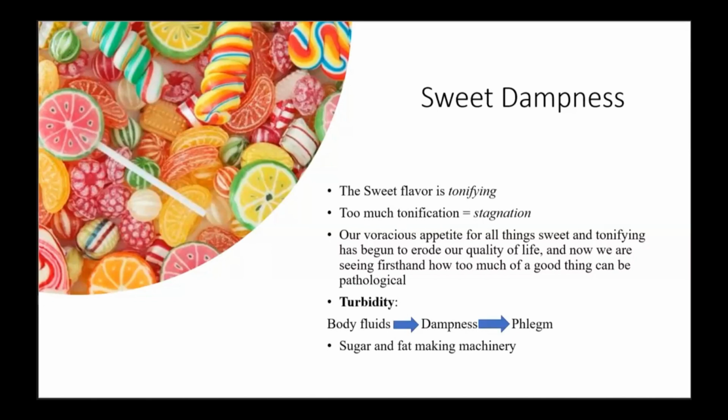Sugar and fat-making machinery. So when we start to build phlegm and dampness, you'll see it starts to change the way that our tissue actually is, like what it's made of. The machinery in our body shifts. So we become more well-designed for the building of adipocytes, of more fat, and doing more and more storage. It's a cyclical thing where we'll start to store more and more.